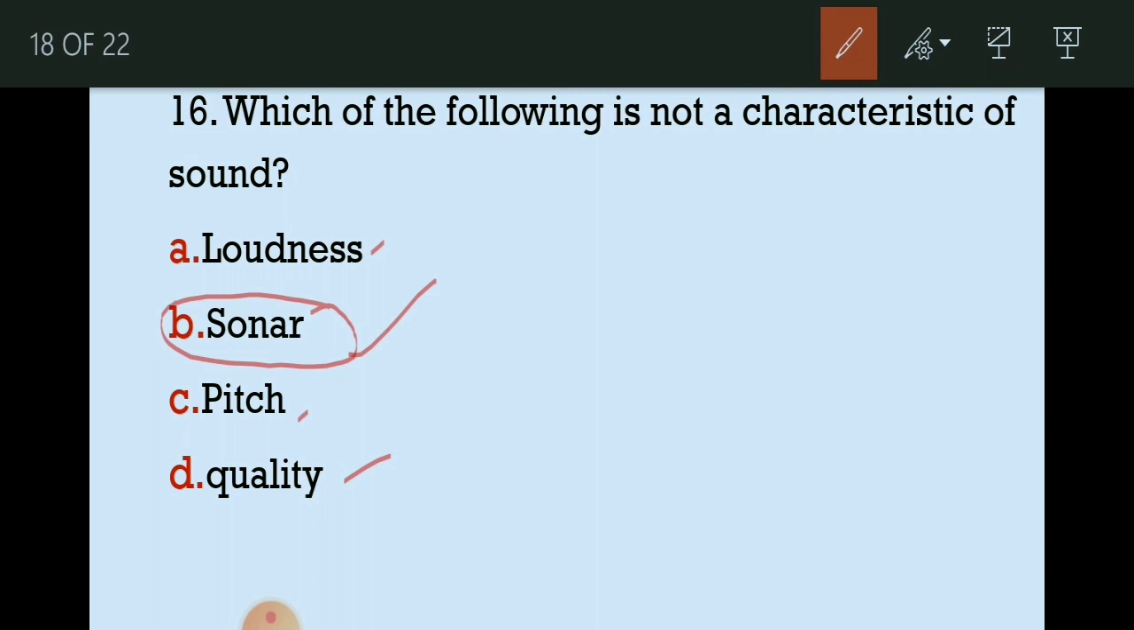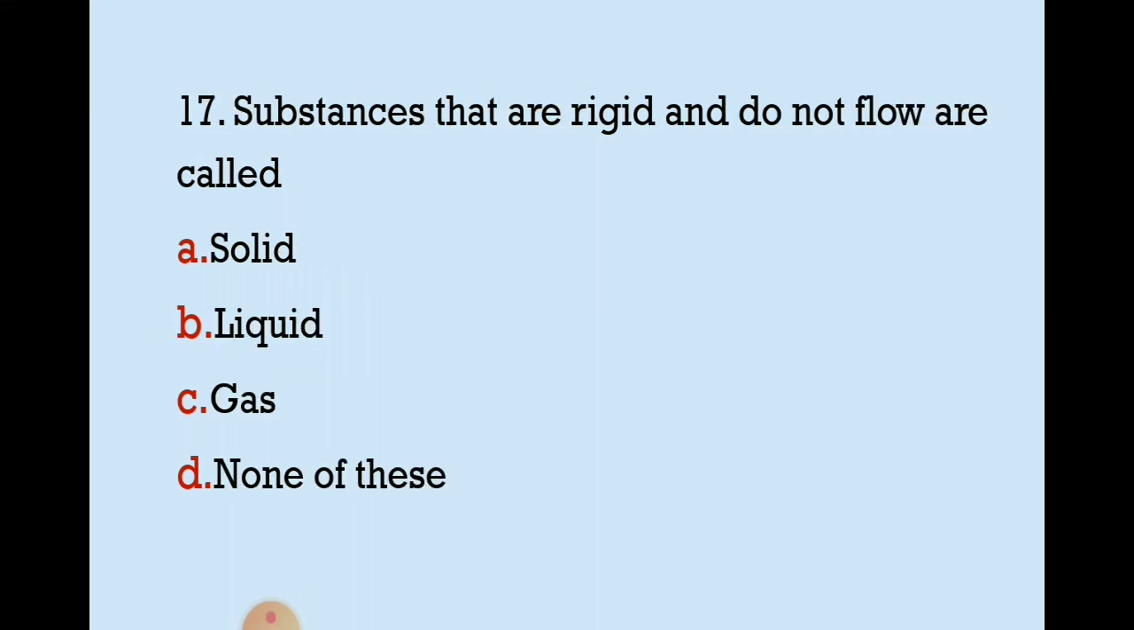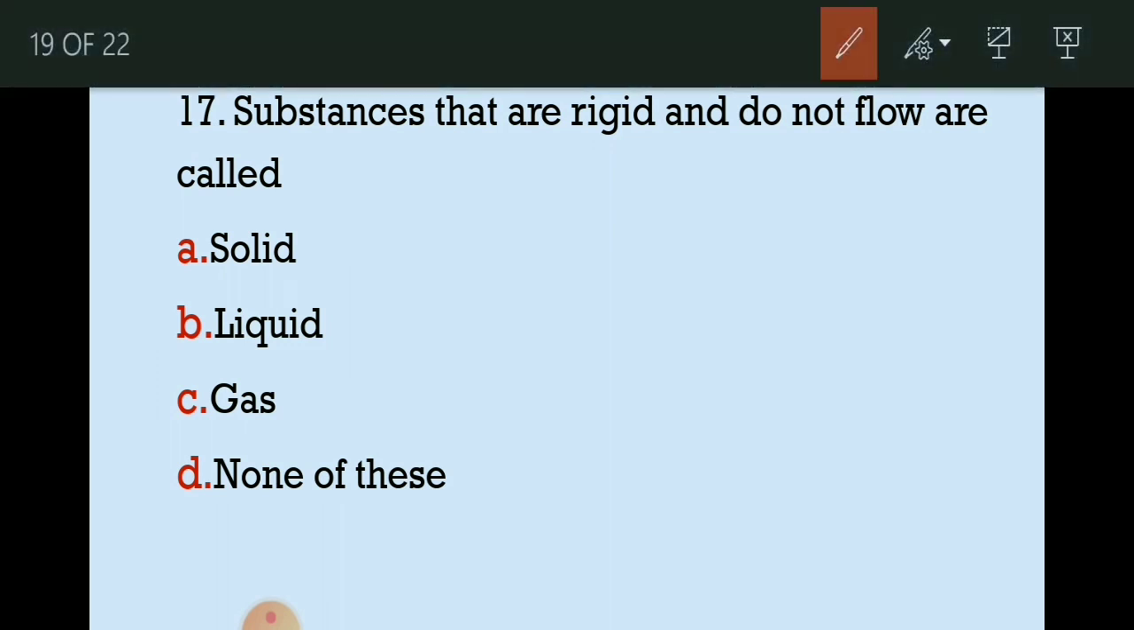So let's go to the next question. Just see. Substances that are rigid and do not flow are called. The rigid substances are solid. Option A will be the correct one, because in case of solids you know very well that the molecules are tightly packed. The intermolecular forces of attraction between the molecules are very strong. That's why they are rigid.